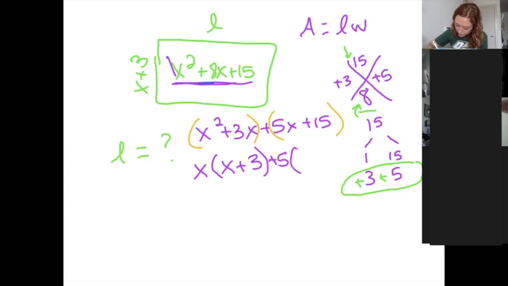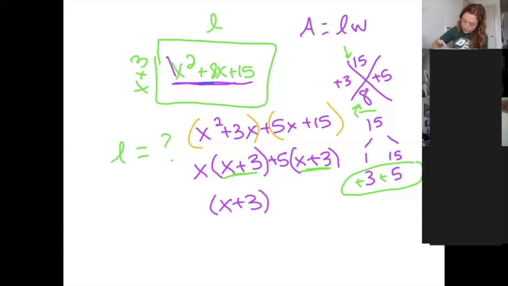All right, so then 5 times what gets me back to 5x? Just 1x. Then 5 times what gets me back to 15? This is where the 3 comes in. Positive 3. Which now I have my common binomial. So I would drop that down one time, x plus 3. And then the other one would be x plus 5.